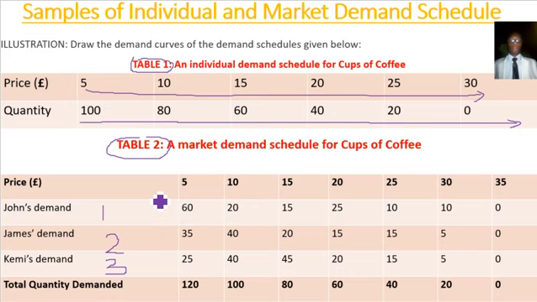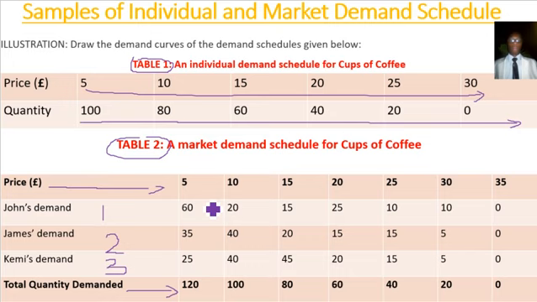Now, if you are to plot the graph or the curve of this market schedule, you need 2 variables. What are the 2 variables? You need the price, and then you need the total quantity demanded. And how do you arrive at the total quantity demanded? By adding the 3 different demands of these 3 personalities at each price together.